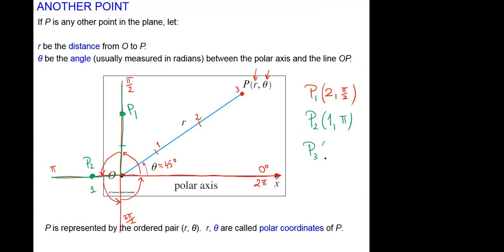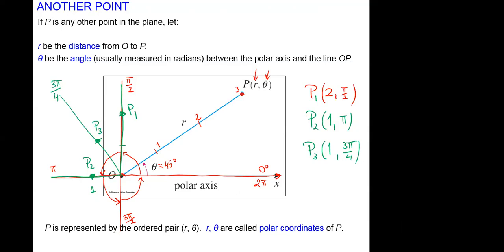Maybe one more. Let's say 1 unit on 3 pi over 4. That means I have to find 3 times 45. We know the angles are exactly the same as from the unit circle. 1, 2, 3, that's my angle, that's my theta. 3 times 45, and just 1. This is my first point. That's actually the polar coordinates.